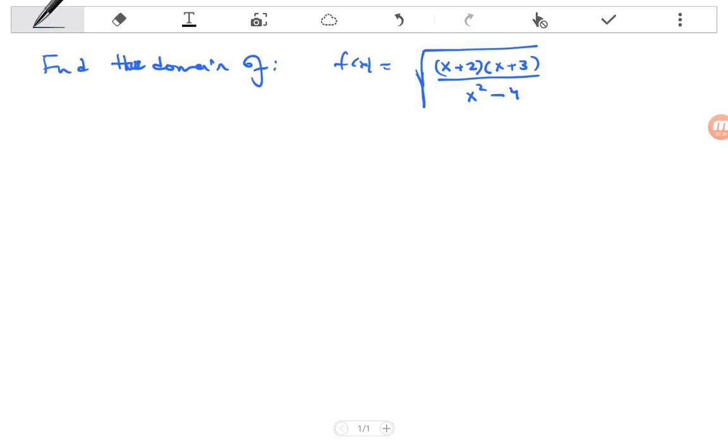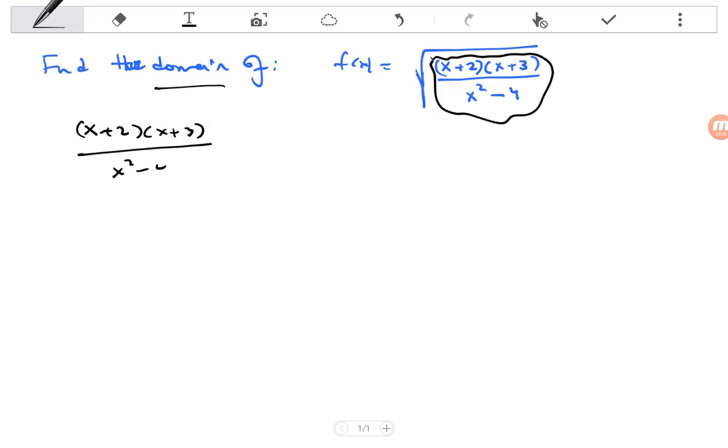Okay, in a problem like this, we learn to convert the problem of the domain to a problem of an inequality. What is the restriction here? We must take what is inside the root and make it greater than or equal to 0. (x plus 2)(x plus 3) over (x squared minus 4) all greater than or equal to 0. Now we converted the problem of finding the domain to a problem of solving an inequality. We need to solve this inequality to find the values of x which satisfy it.